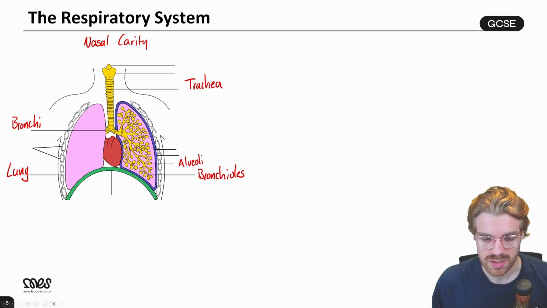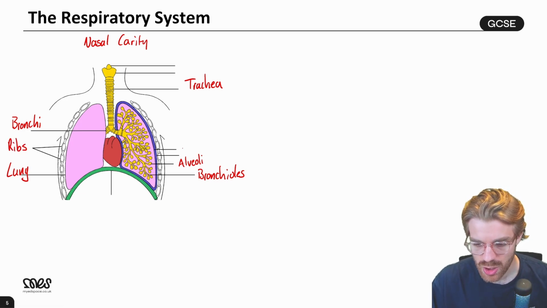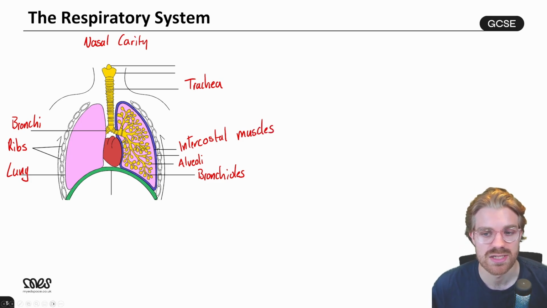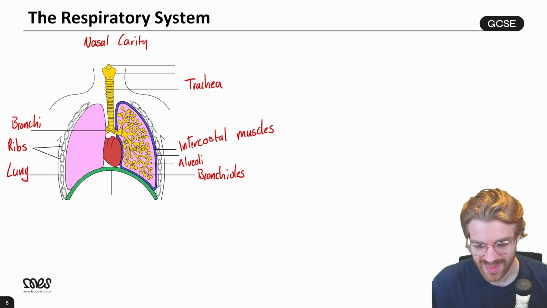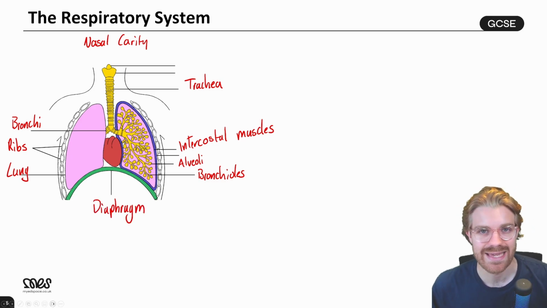Surrounding the lungs, we have the ribs or the rib cage. And between the ribs, we have the intercostal muscles. There is another muscle associated with the respiratory system, and that is the diaphragm. So how do we breathe in and out? Well, it's all to do with these muscles.